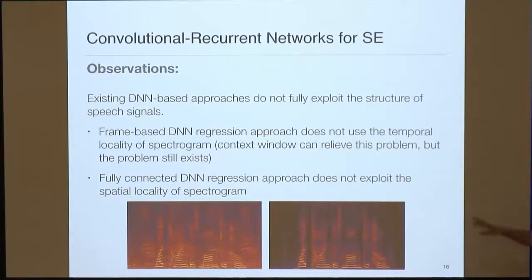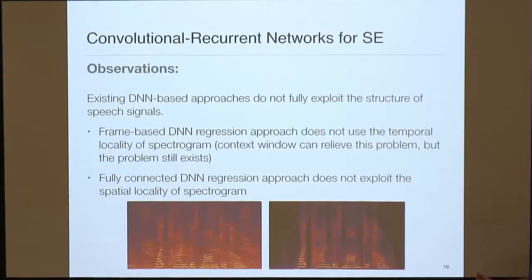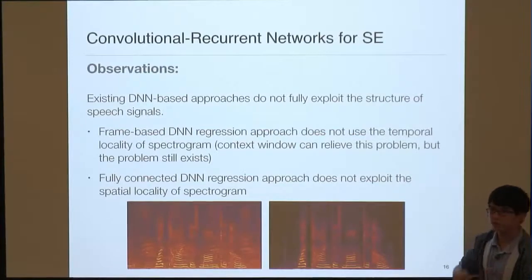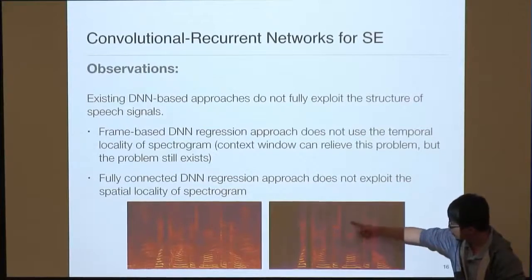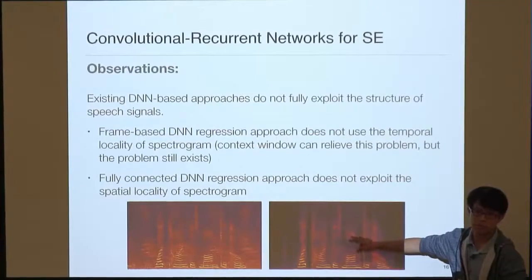The second problem is the spatial locality. What I mean is a DNN is a very generic model. Also, we know that with enough power, which means with enough hidden neurons, every DNN can approximate any continuous function we are interested in. But this may require a large DNN to do so. But here we have another clear observation that the spectrogram itself is also continuous in the spatial domain, which means for two frequency bins which are adjacent to each other, their local patterns should be similar.